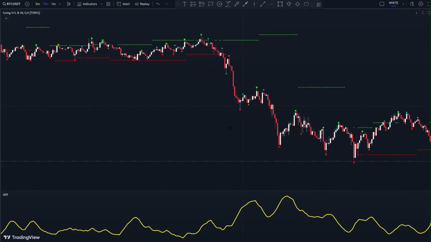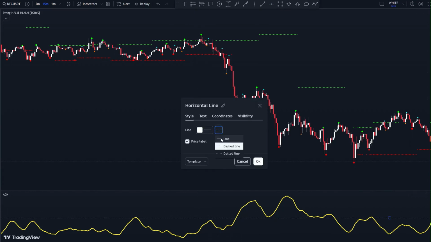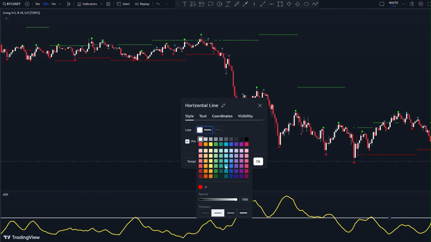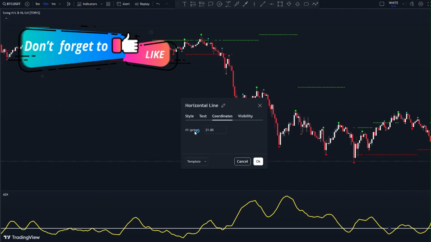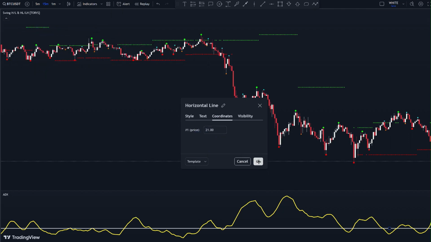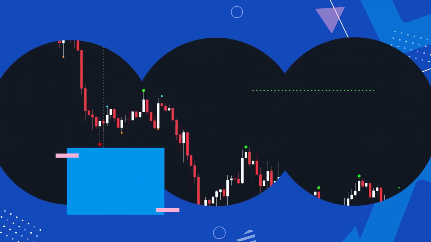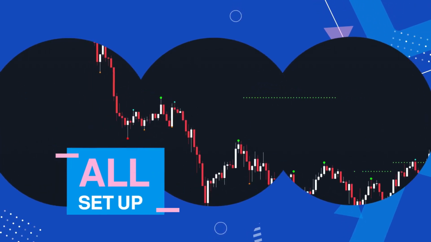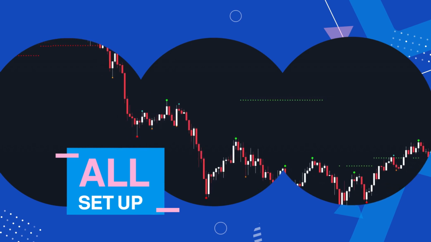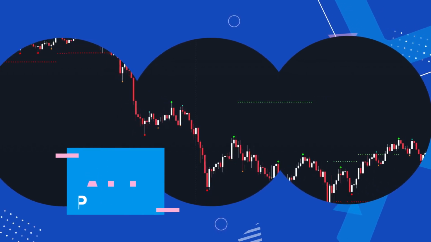Now, with our ADX indicator all set up, there's one more thing we need to do. Add a horizontal line to the ADX oscillator. This is going to help us with our strategy as well. Set the horizontal line to the number 21 and we'll be good to go. So, with the swing high-low and ADX indicators in place and properly adjusted, plus the horizontal line added, you're now ready to fully utilize this strategy.